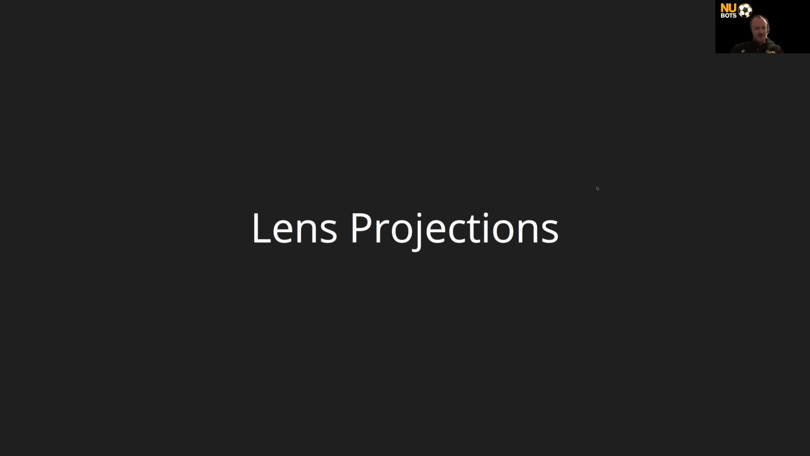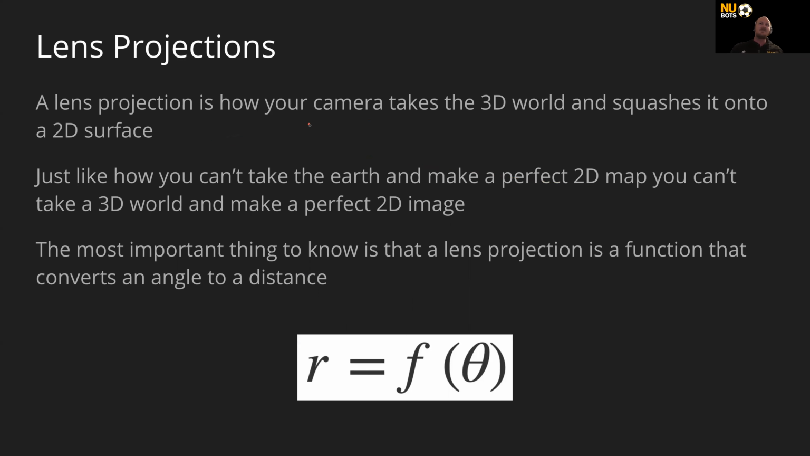So to do that, I'm going to talk a bit about lens projections. Lens projection is how your camera takes the 3D world and squashes it onto a 2D surface. As many of you may know, you can't take a globe of the Earth and make a perfect 2D map of that Earth by stretching it out. You're always going to lose some property. You can't take the 3D world from your camera and squash it onto a perfect image and preserve everything.